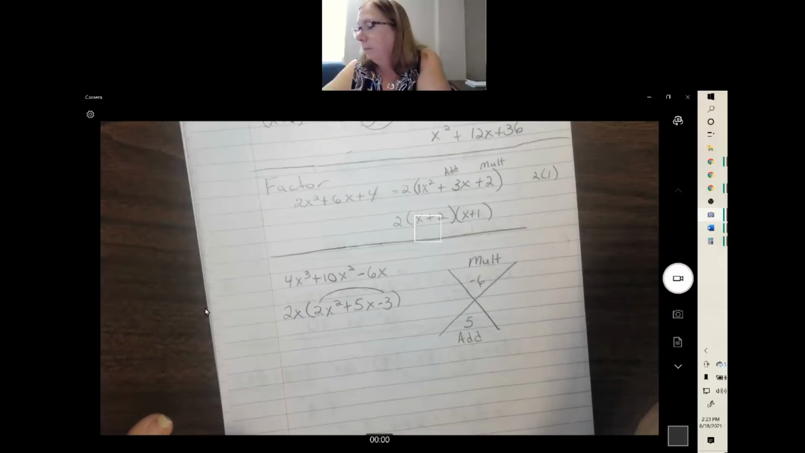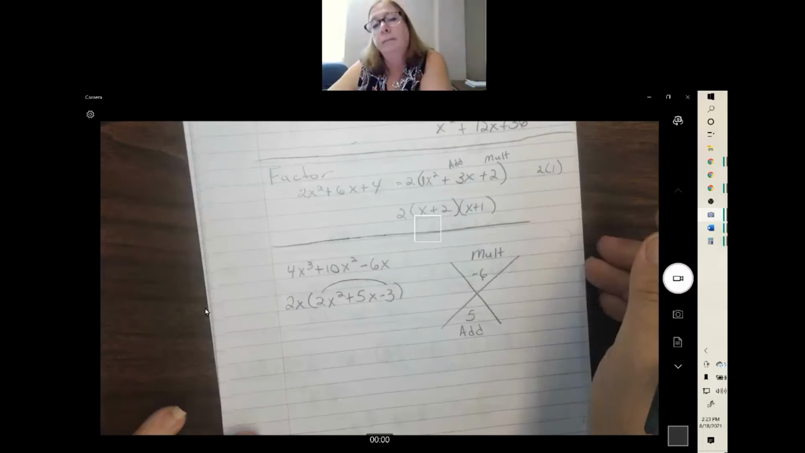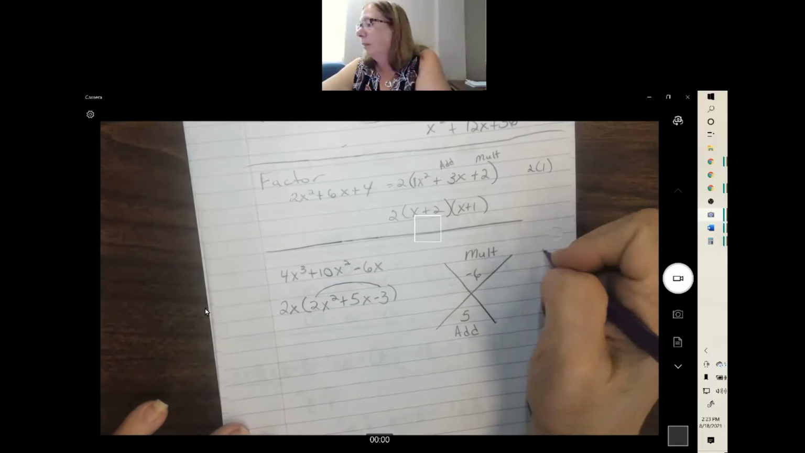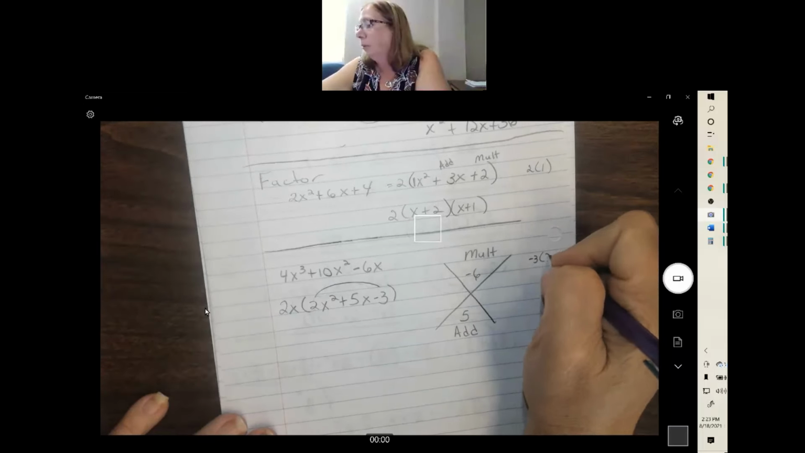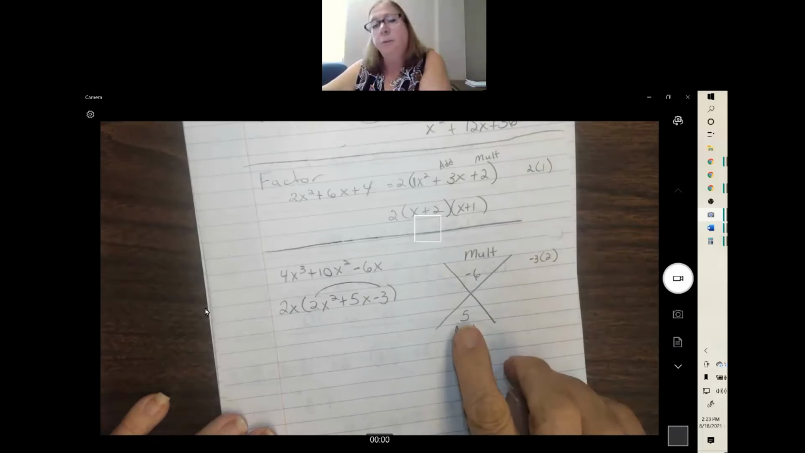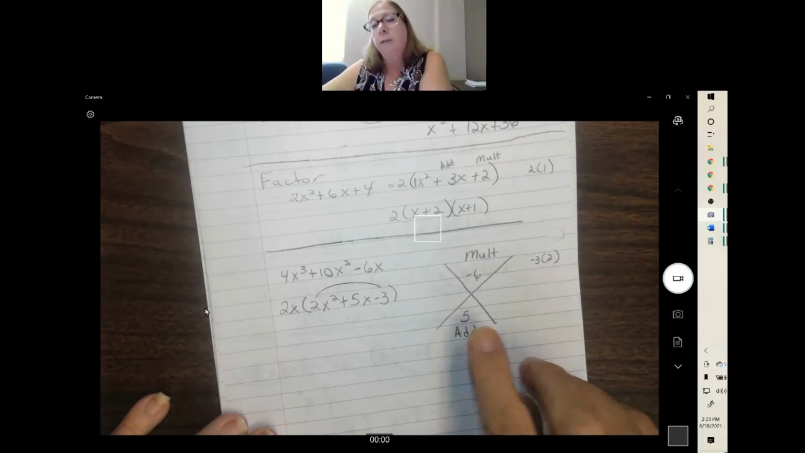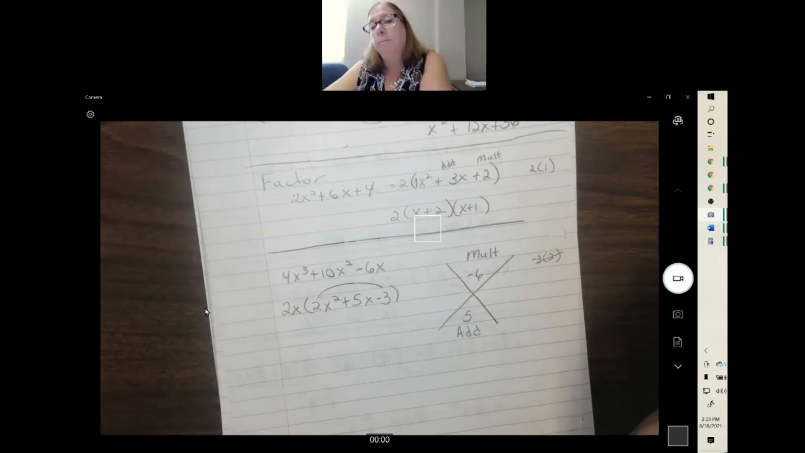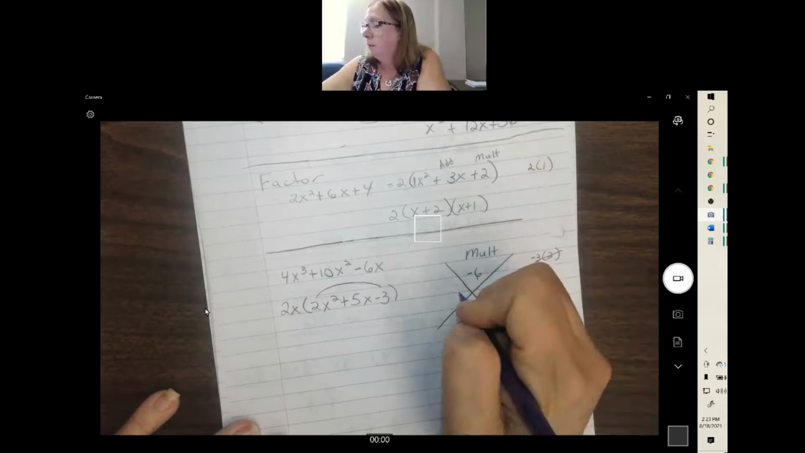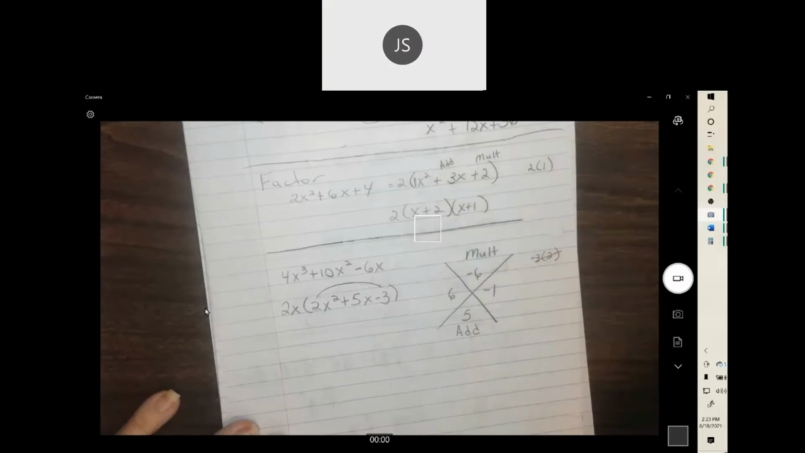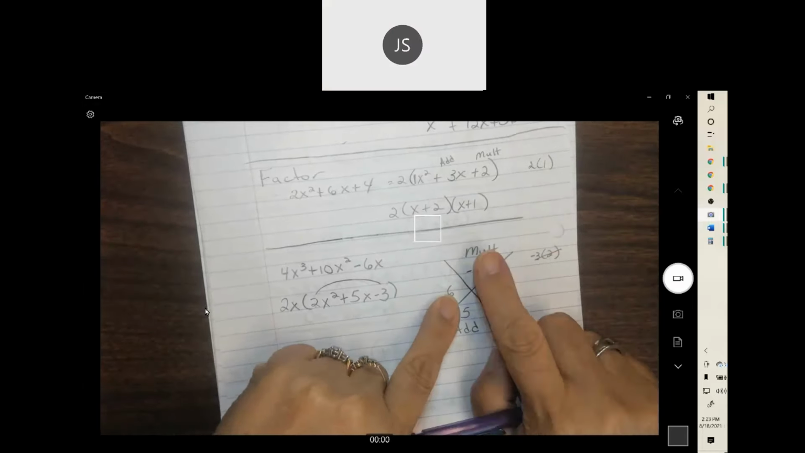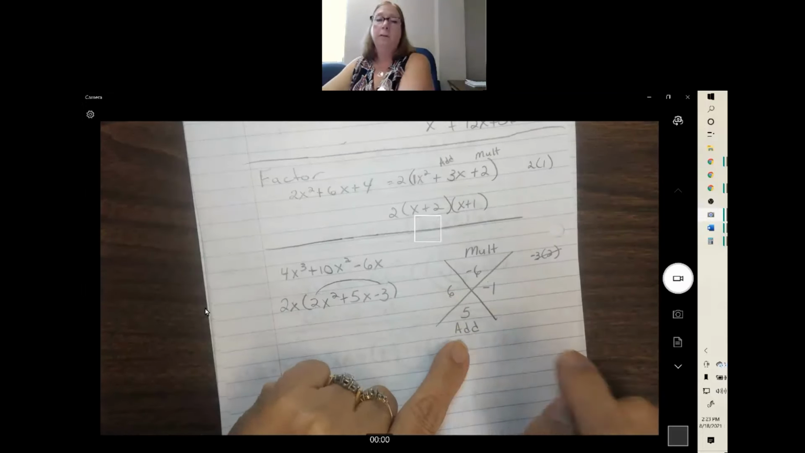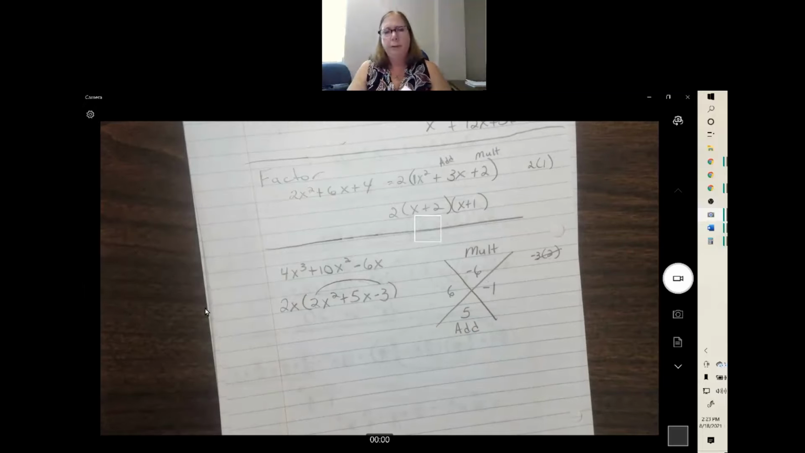Anyone? So think of the things that will multiply to a -6, like -3 and 2. But that doesn't add to a +5. It adds to -1. 6 and -1. There we go. 6 and -1 will work because when we multiply, we get the -6. When we add, we get a +5. Any questions on that part?